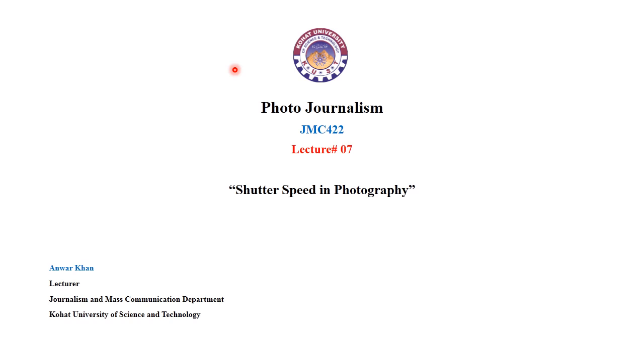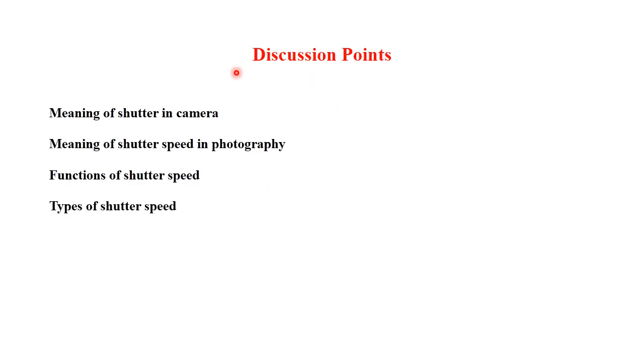This course has a course code of GNC 422. This is lecture number 7 and today in this session we are going to discuss shutter speed in photography. I'm Anwar Khan, lecturer journalism in mass communication department, Cohort University of Science and Technology.